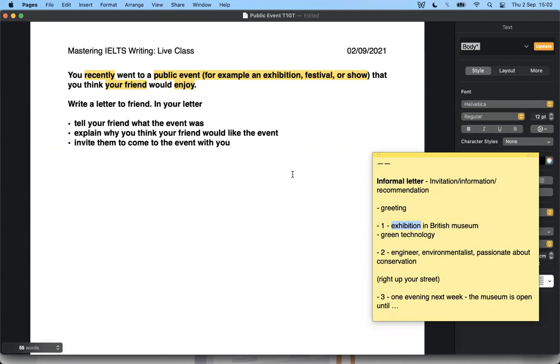Anybody else have any questions? If it's anything related to IELTS, it may be better to use the Q&A. Is it mandatory to use idioms for informal letters? Not at all. It's not mandatory whatsoever, but it can help. It's basically just using the language that you believe is most natural in speech.